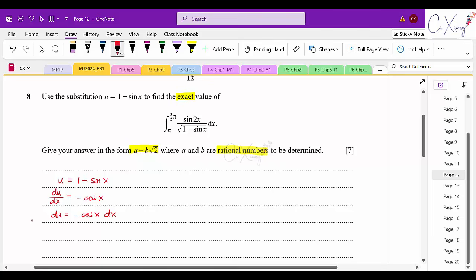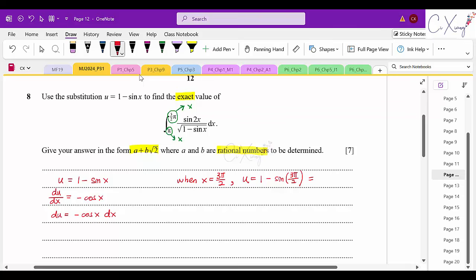After you settle this part, of course, we still need to change the limits from x to u. In our question here, all these values are x, so I have to change them to u. Let's start. When x equals 3 pi over 2, what is the value of u? So u equals 1 minus sine 3 pi over 2.